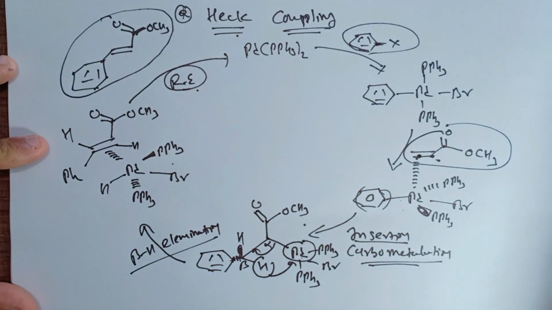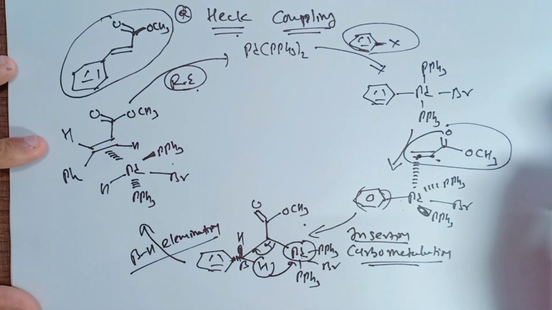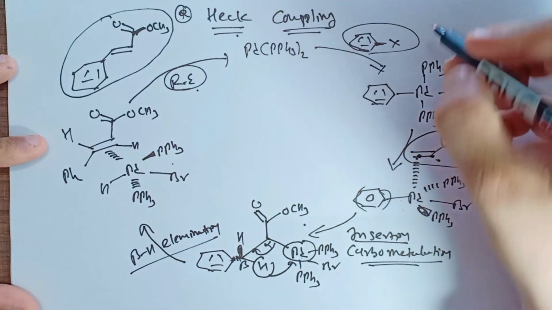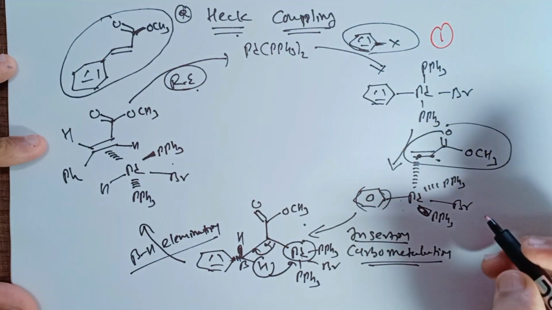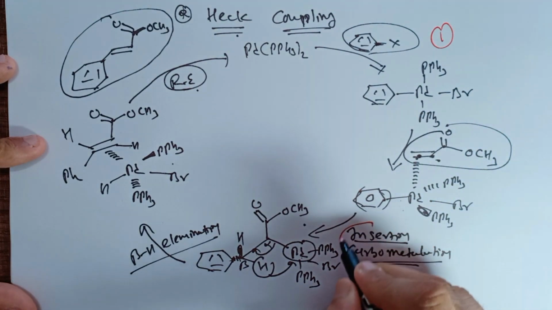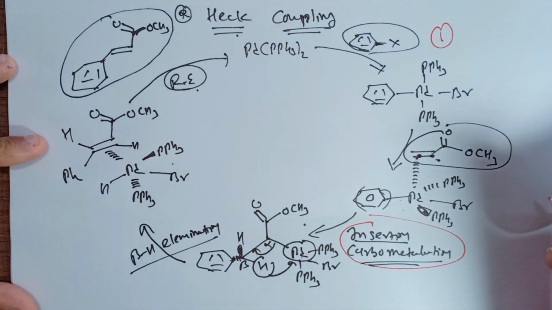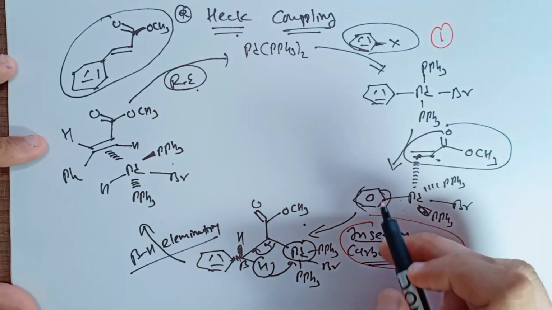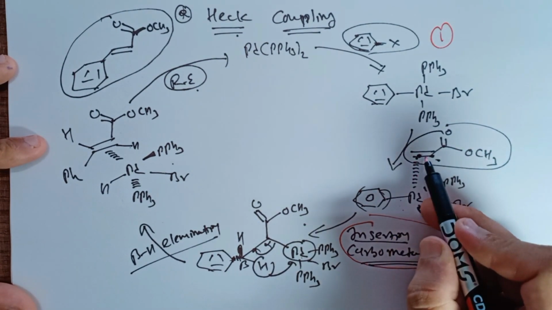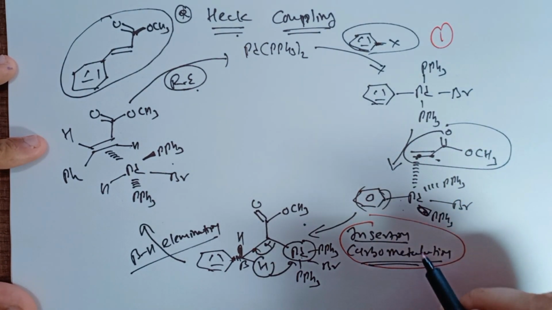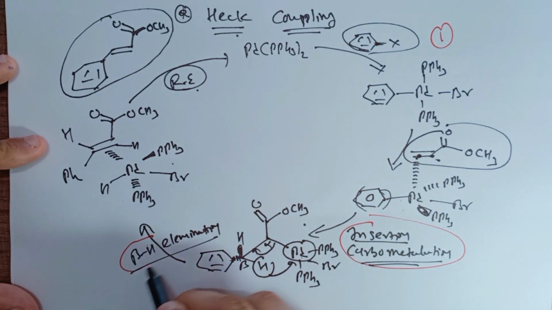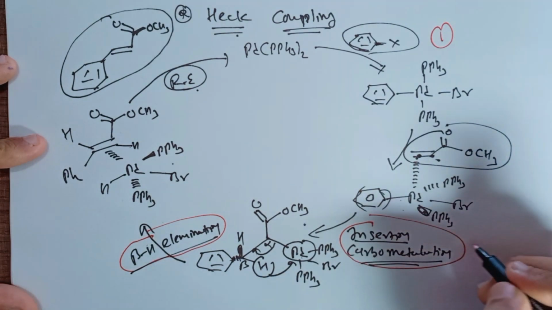Now in this reaction you have learned two important things. First one, this is our oxidative addition reaction. Second one is the insertion, the carbometallation. This phenyl group that is inserted towards the alkene group is known as the insertion carbometallation reaction. Now here we are having a beta hydride elimination reaction as a third step.